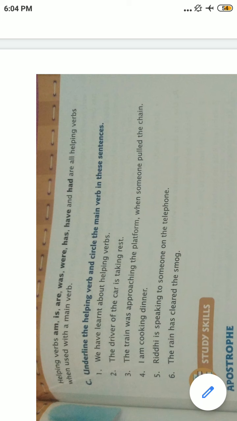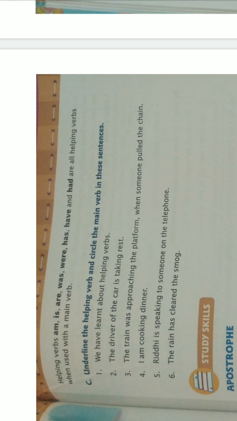Because some sentences are given to us, we have to underline which is the helping verb, and we have to circle which is the main verb of the sentence. Lastly, we are going to learn about the apostrophe. So what is an apostrophe?